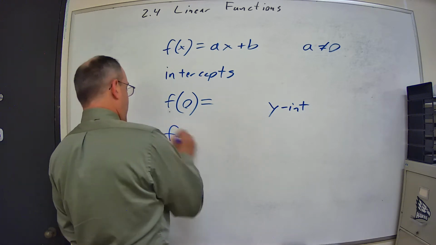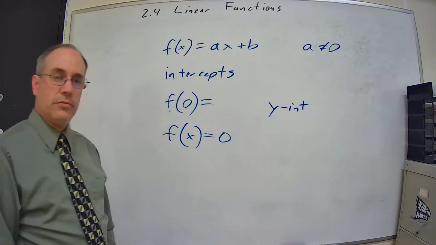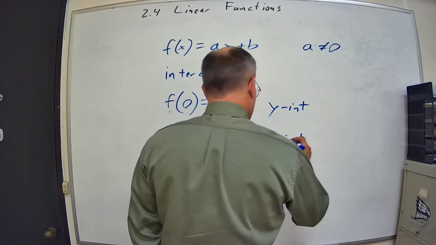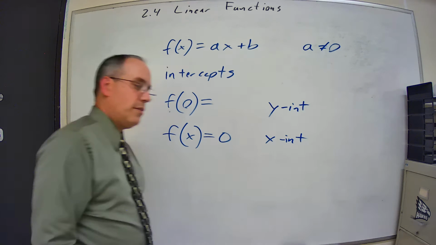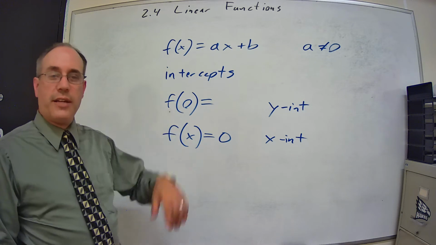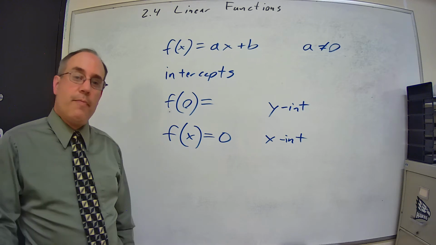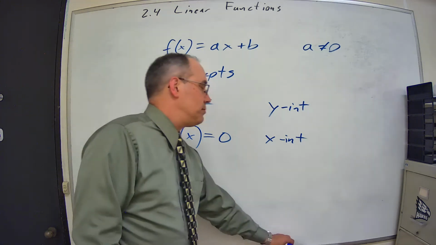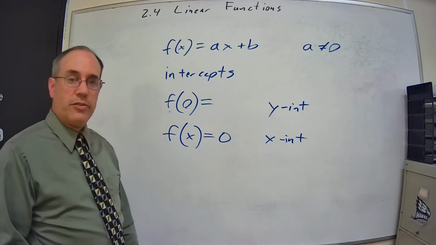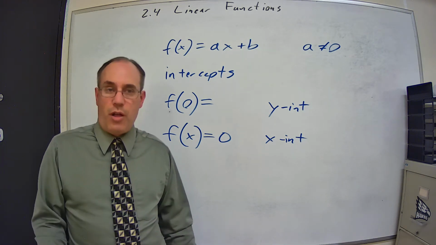If we set y equal to 0, so if we say f of x is equal to 0, then we will find the x-intercept. So if you want to find the intercepts, set y equal to 0, set x equal to 0, solve, and you find the other value to determine what the intercepts are. Once you have the intercepts, you can draw the line, because a line is straight, so all you need are 2 points to draw a line.